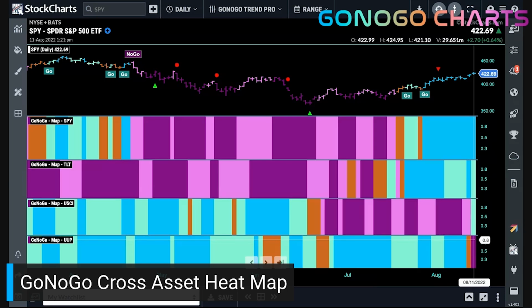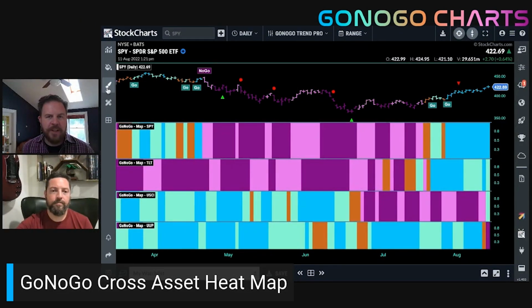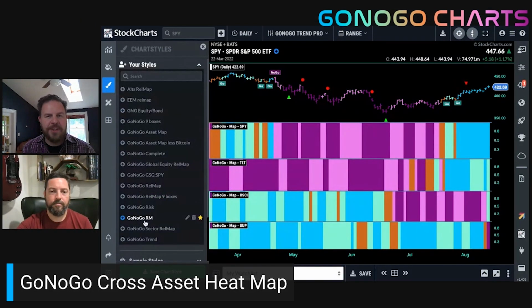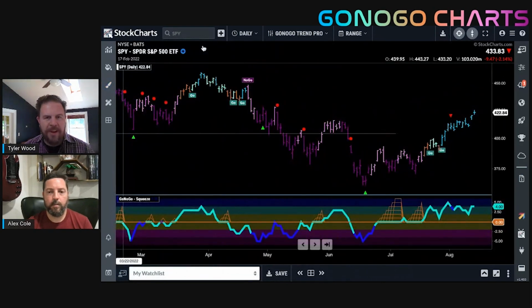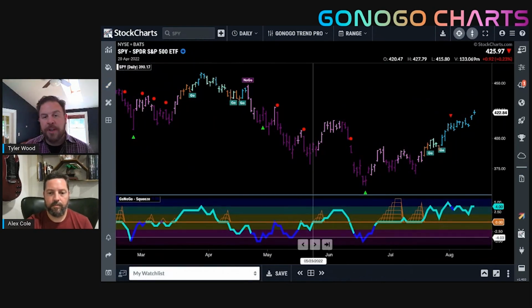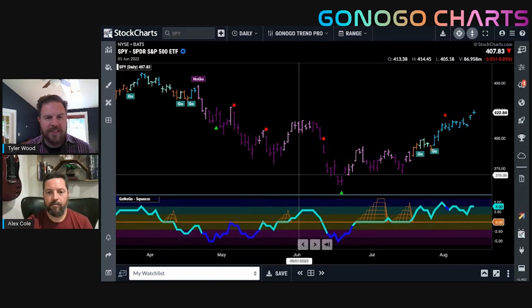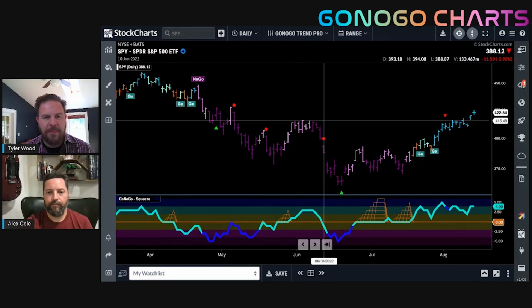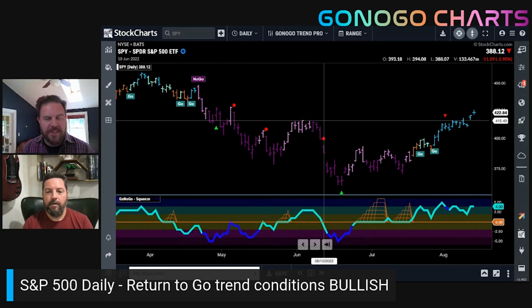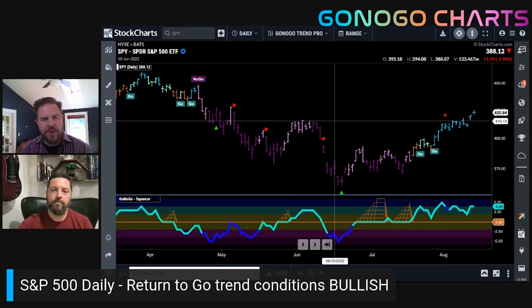So Alex, let's switch gears. Let's look at the S&P 500. Let's take a look at that daily price action. We talked last week about how the markets were approaching an area of overhead resistance. A lot of institutional memory at those price levels. This week, we're seeing that continuation of the go trend and a breakout above resistance. Talk to us a little bit about what's on this chart.